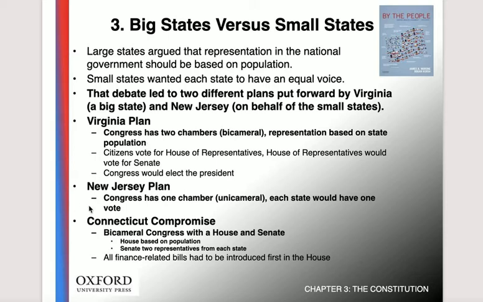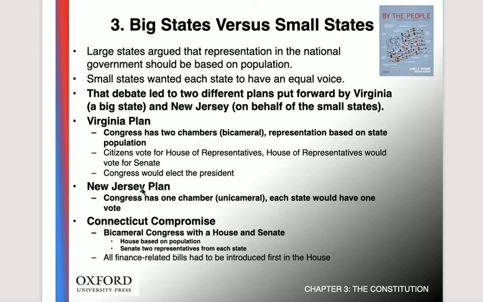And the smaller states like New Jersey said, no, we have a better idea. Let's have just 1 chamber. And let's make all states have equal vote. That would make smaller states have more power per person than larger states.